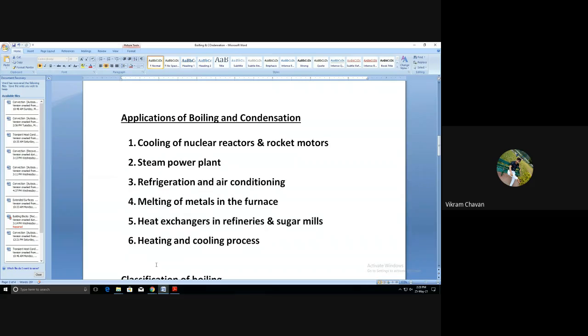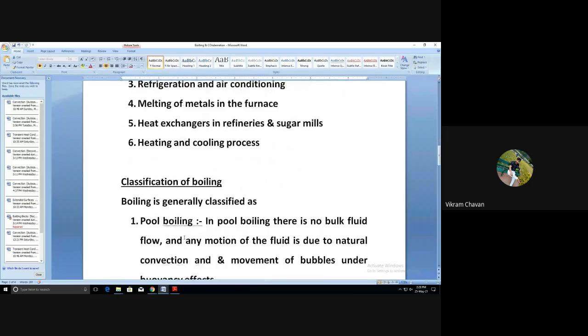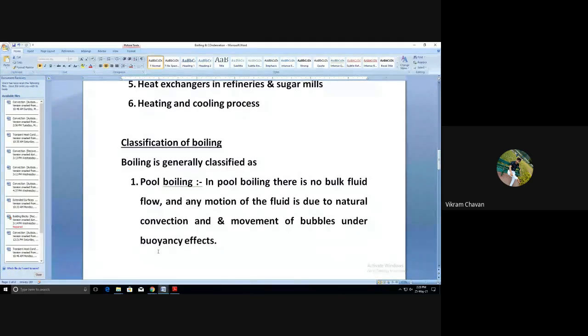Sixth one, heating and cooling process. Okay. Your next heading, classification of boiling.